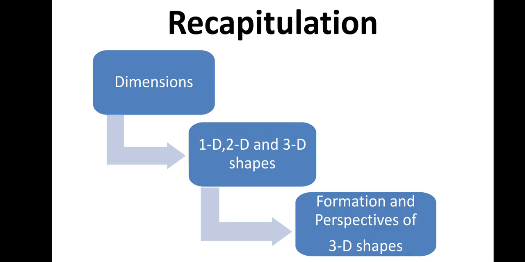Then we have studied about perspectives of looking at a solid. When we look at a solid object, it is not necessary that the whole object can be seen from one position. A solid can be seen from different angles having different looks. So we have learnt about front view, side view and top view. And coming to today's topic, which is mapping space around us.